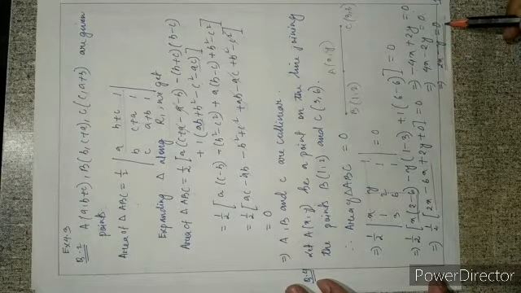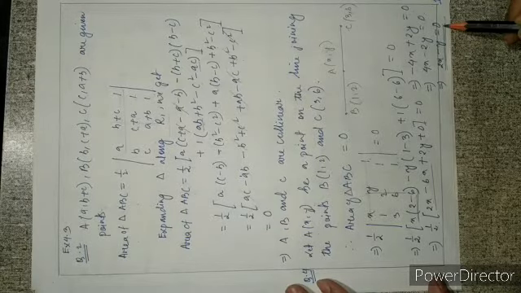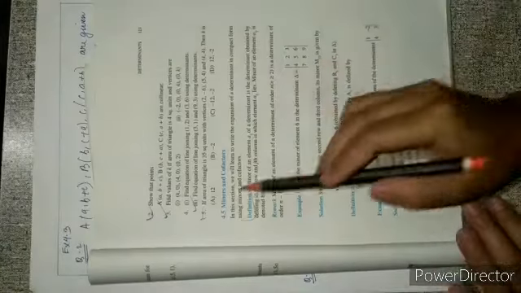2x minus y equals 0 is the second equation, which is the equation of the line segment joining points B and C. Now let's come to minors and cofactors of a determinant.